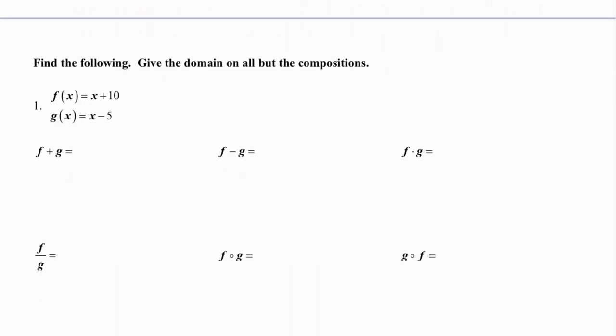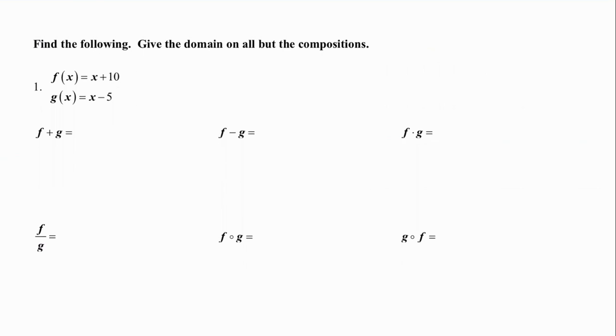Okay, so we are going to find the following operations, and we're going to give the domain on all of these but the composition. So in order to give the domain, we first have to establish what the domain of each of these is. Things that would change our domain are radicals or fractions or things like that. Both of these graphs are actually linear, which means both of their domains are going to be -infinity to infinity, which makes our life easier when we're doing these operations.